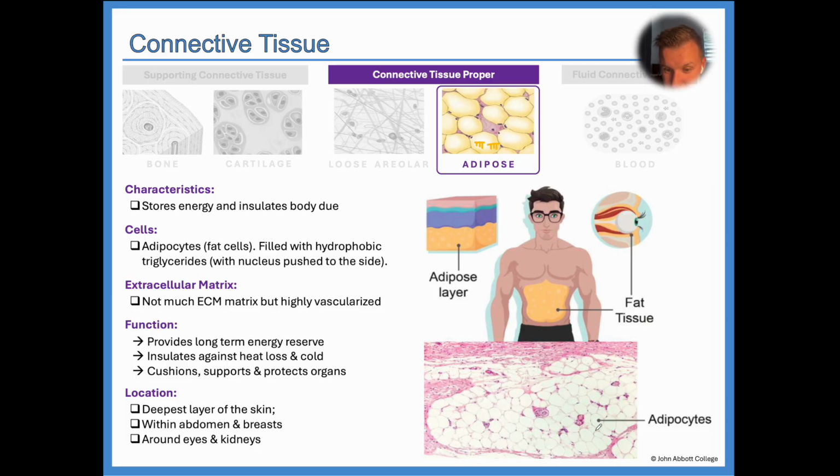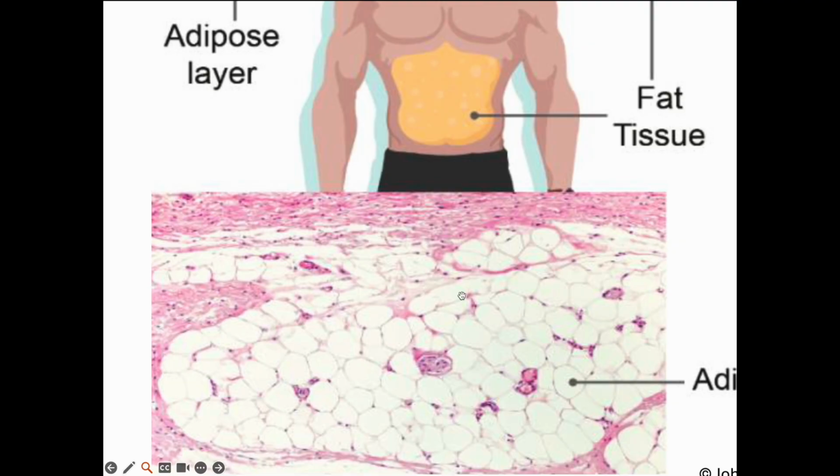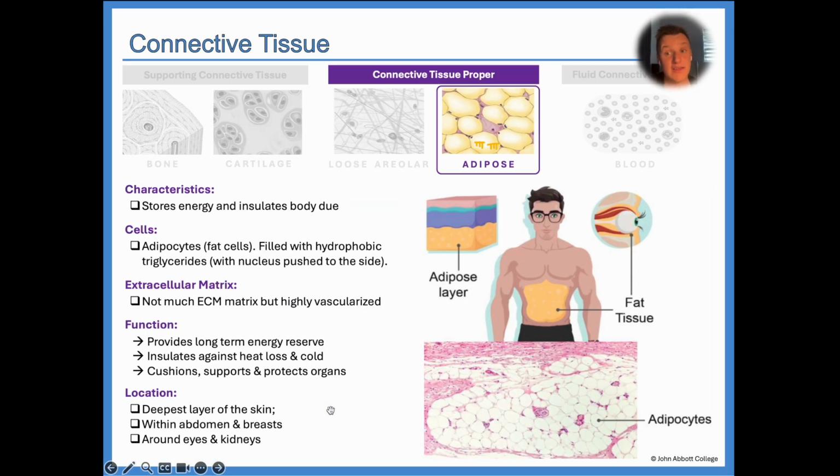You see these little adipocytes, right? And actually you see over here, each cell pushes their nuclei to the edge because the nucleus is actually water soluble. It likes water, but the fat doesn't like water. So the fat is so hydrophobic that it pushes the nuclei to the edges. So that's our cells that we have. ECM, the extracellular matrix, there's not much ECM matrix, but it is highly vascularized, right? So there are a lot of blood vessels there.